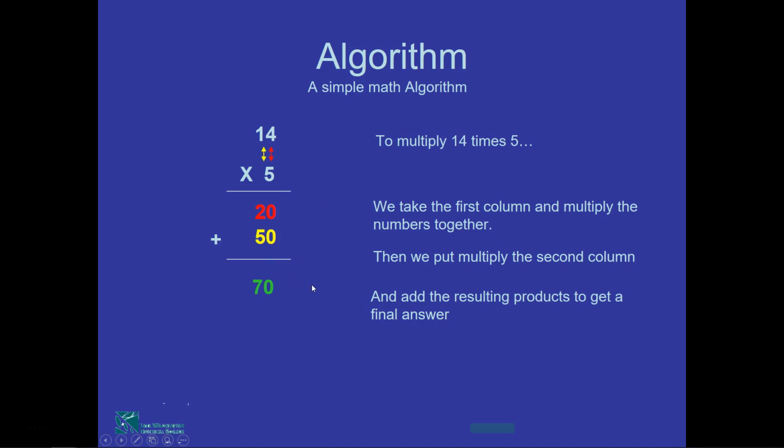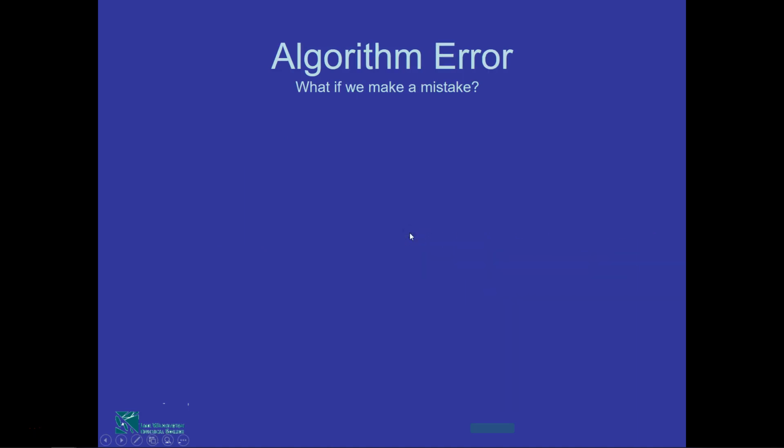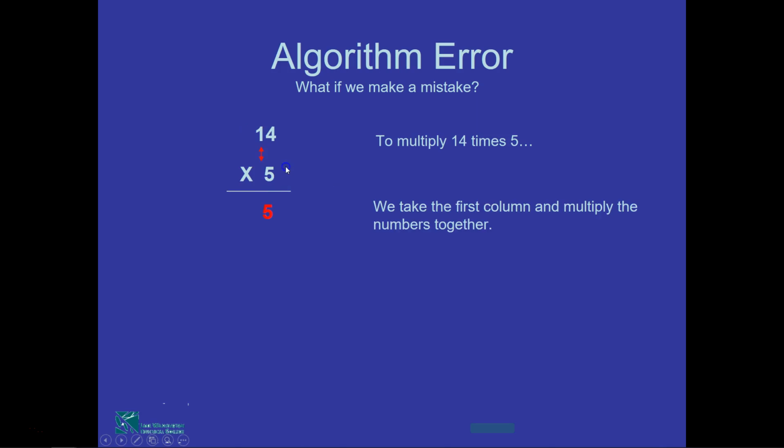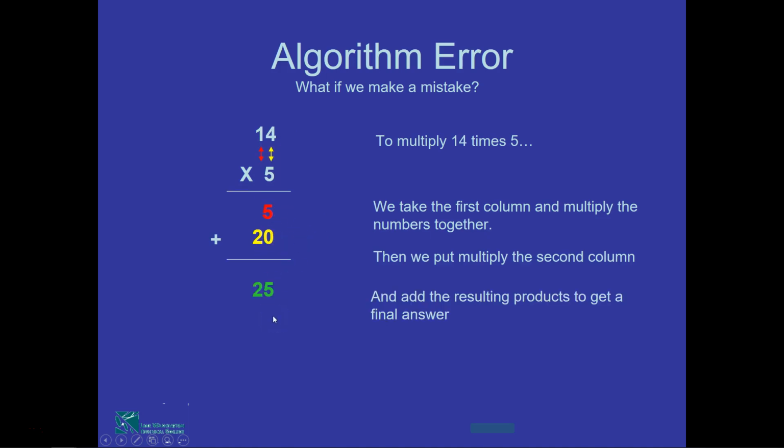Now, what if we make a mistake? What will happen? Let's see how we can make a mistake. To multiply 14 times 5, what if you multiply 5 with this column first? If we multiply with this column first, we're going to get 5. And then if we multiply 5 with this 4, we are going to get 20. If we add them up, this is going to make 25. So here you see, by a single mistake, the whole algorithm is wrong, and it's giving us the wrong result.